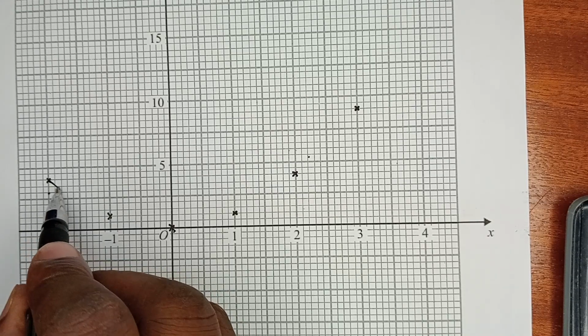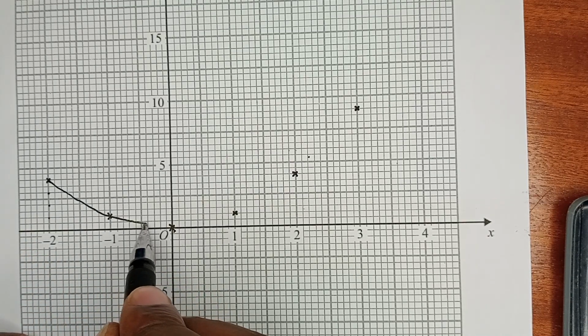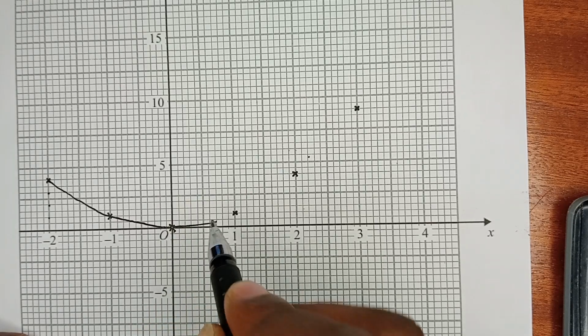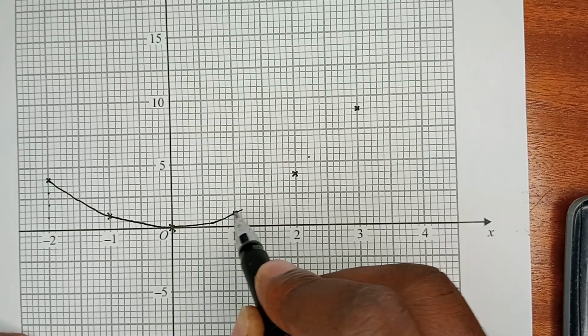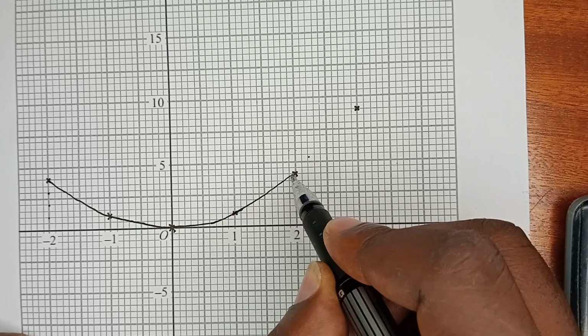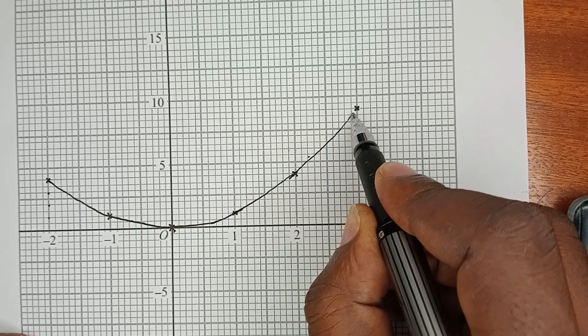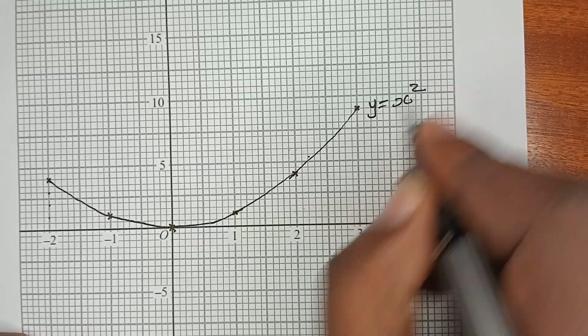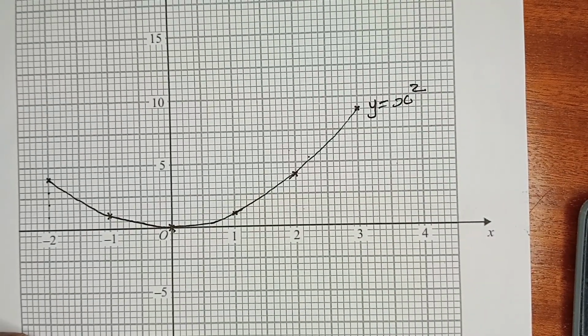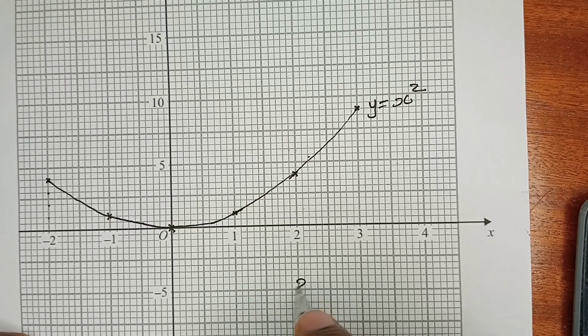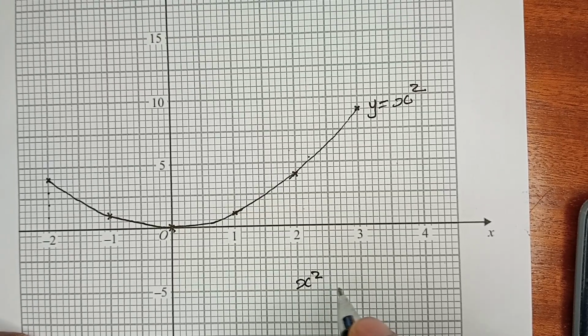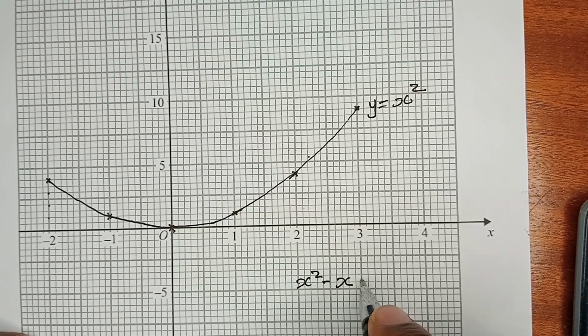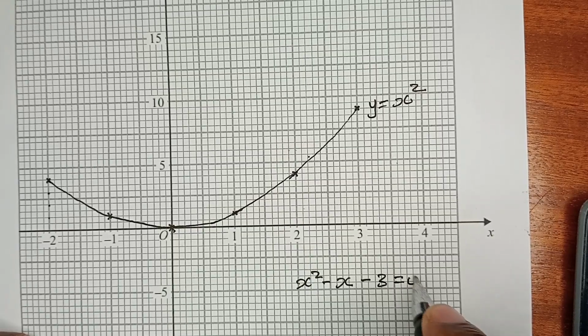With freehand, this is our graph now, and you always name it y equals x squared. We have that graph. Now we are to solve the equation x squared minus x minus 3 equals 0.